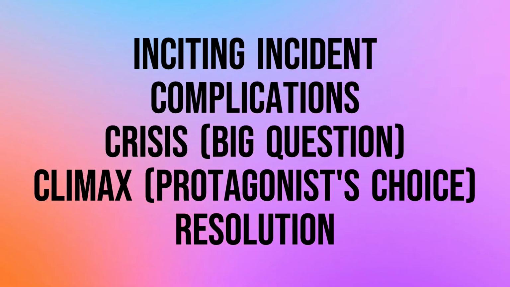So Act 1, the beginning. We have our inciting incident, complications, our crisis or our big question, the climax and the protagonist's choice, and a resolution. Act 2, during the journey, we again have our inciting incident, complications, crisis or big question, the climax with the protagonist's choice, and the resolution. And in Act 3, the ending, we have our inciting incident, complications, crisis or a big question, the climax and the protagonist's choice, and a resolution.